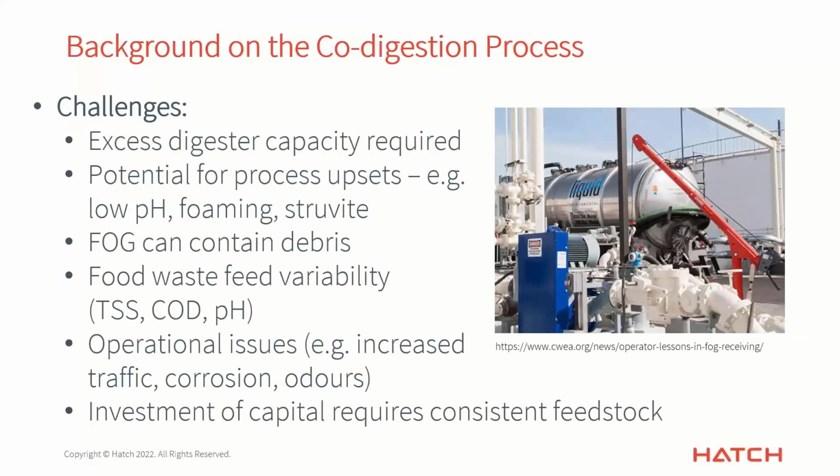However, there are some challenges, of course. You basically need some excess digester capacity in order to be able to accept that waste. If your digester is already being challenged and then you put in a lot more load, that's not going to work out well for you. You'll end up with a process upset. As I'm going to show a little bit later by running some simulations, you can cause a very significant decrease in pH. There could be a lot of foaming. There can be some struvite if you have a lot of nutrients in your incoming food waste as well.